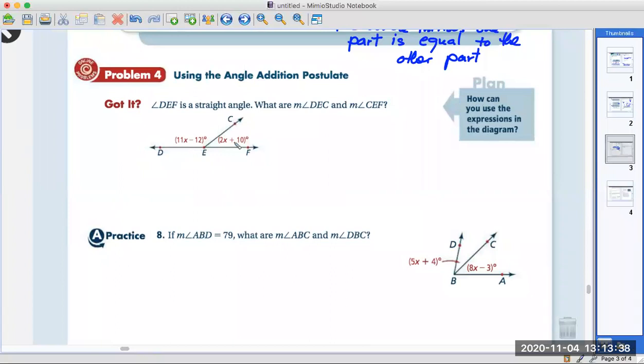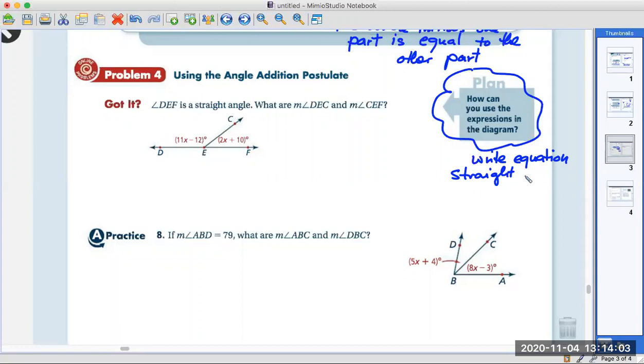Okay, notice we got x's going on. Whenever you see something like that, you know you have to write an equation. And so the plan here is, how can you write an equation? But here's the trick. This is a straight line. A straight line has a 180-degree measure, right? So that's important. So we know that this angle plus this angle together will be the total angle, which is 180 degrees.